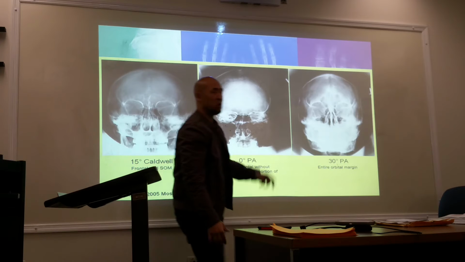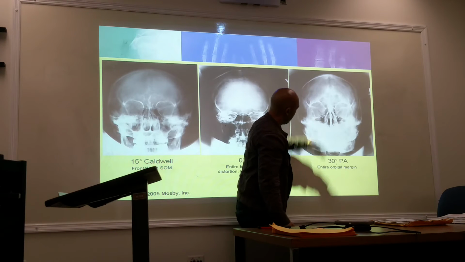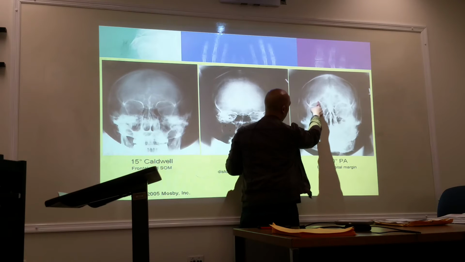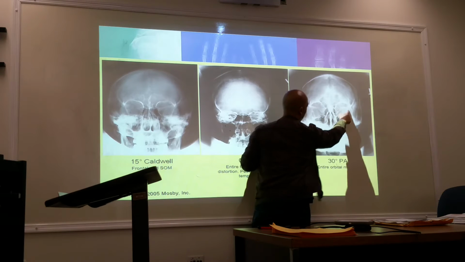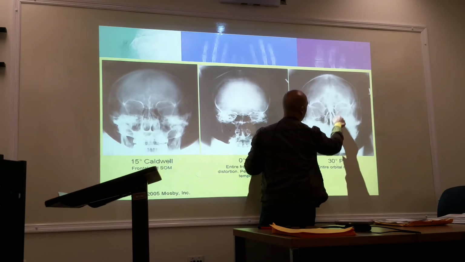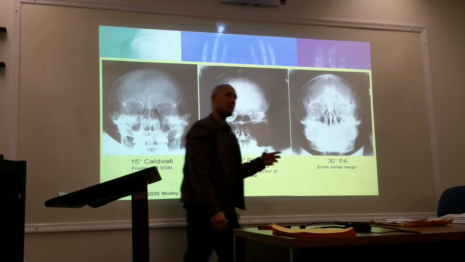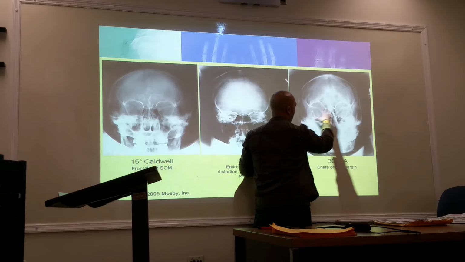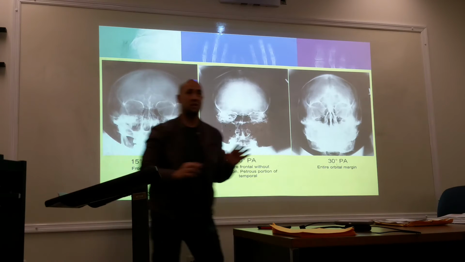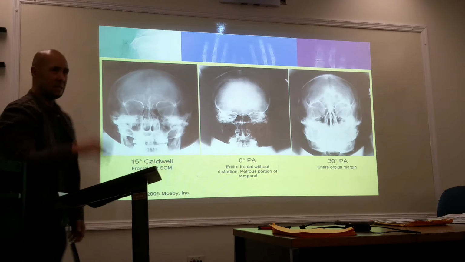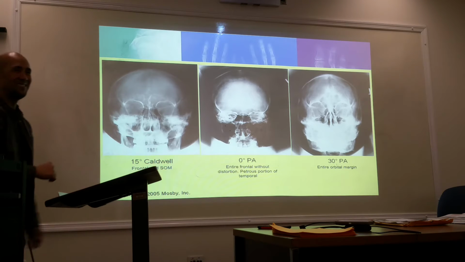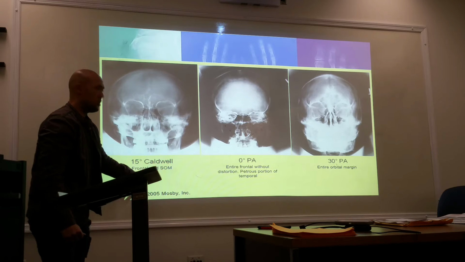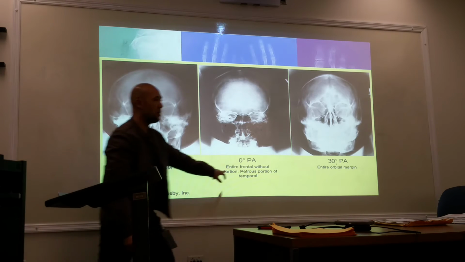Now, 30 degrees, now we've projected the ridges even further below, so the entire orbital margin is in profile. But it does distort the frontal bone, so this is not really good for evaluating the frontal bone. This is good for evaluating more of the orbits and sinuses, I'll get to that later. Do you have this on your slides? No. Okay, go ahead and add it.